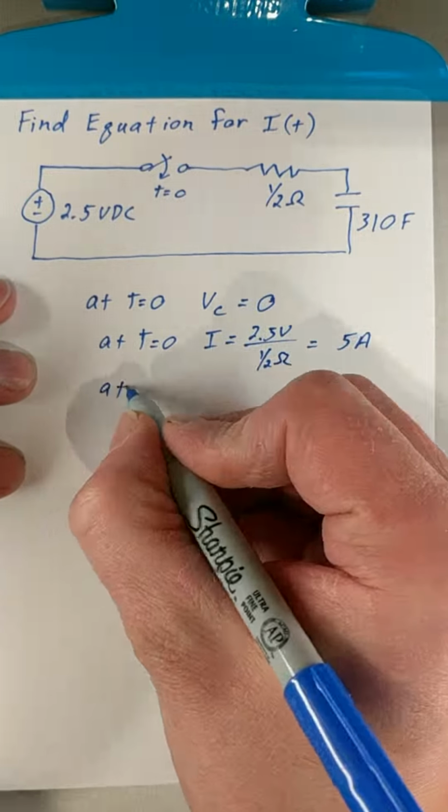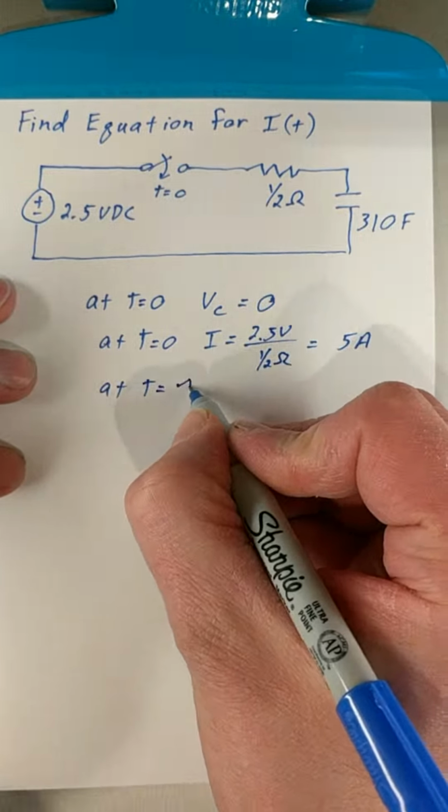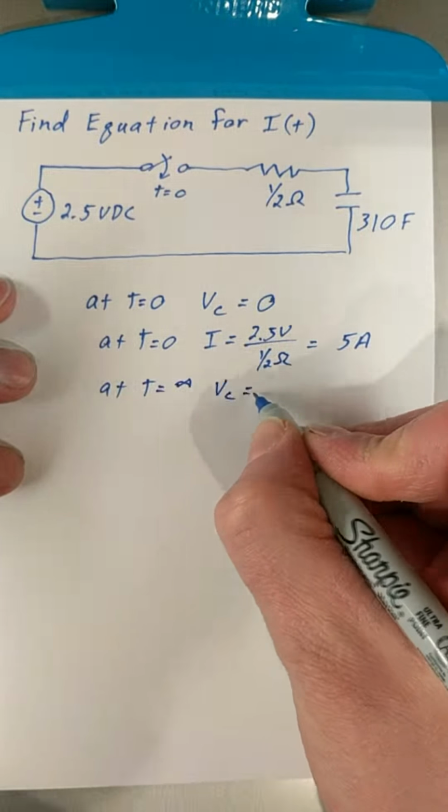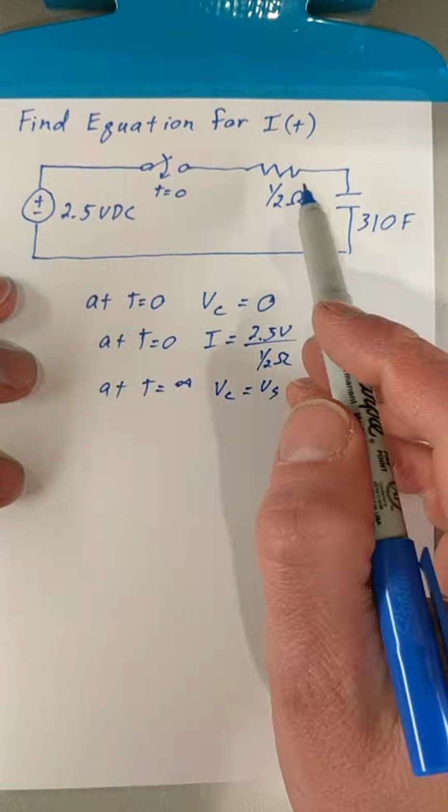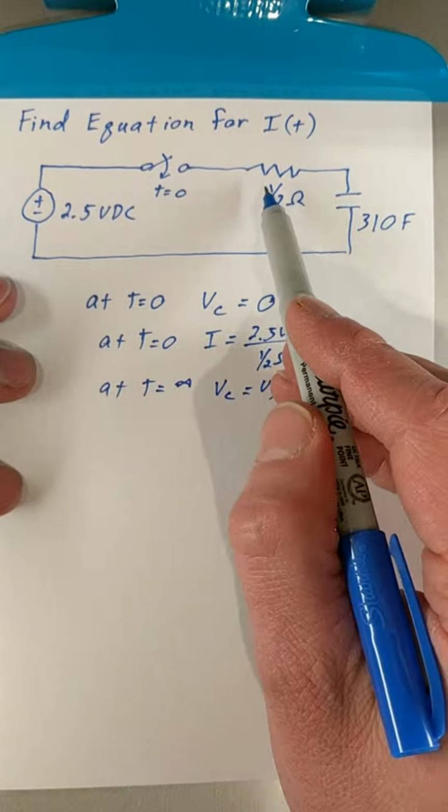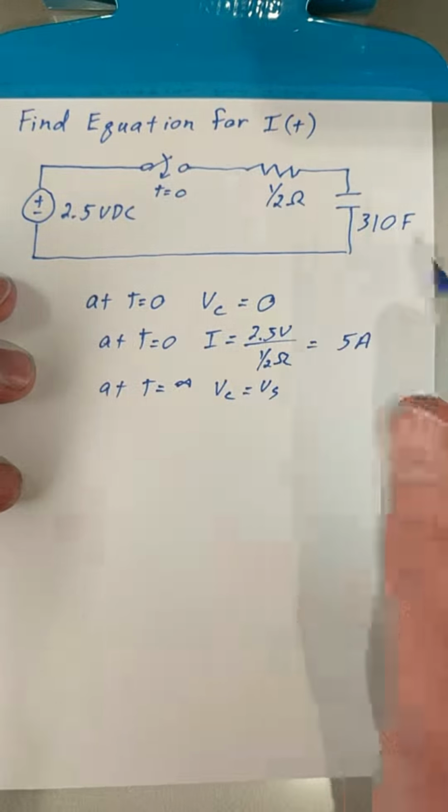At t equal infinity, Vc is equal to Vs. There is no voltage drop across the resistor, therefore there is no current in the circuit.